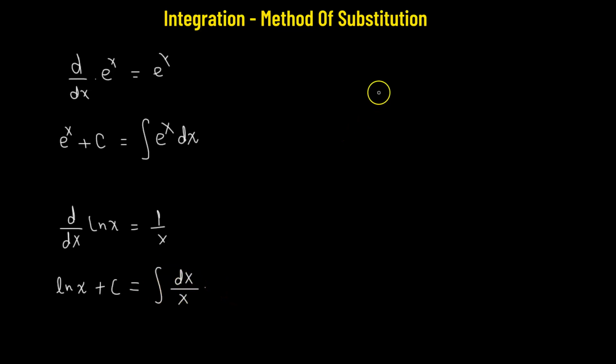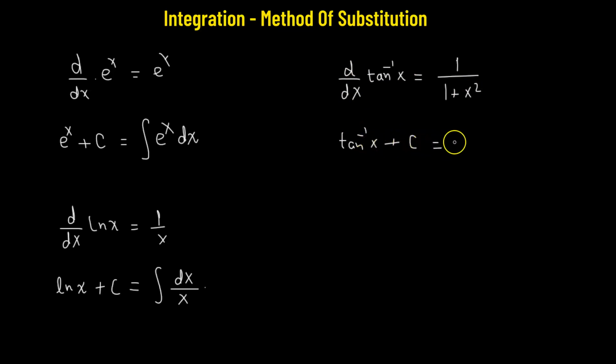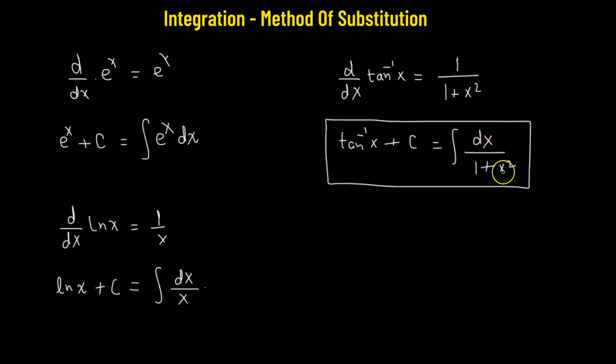We can also use the inverse trigonometric functions. We remember that the derivative with respect to x of the inverse tangent function is 1 over 1 plus x squared. So that means if we take the antiderivative, we should get inverse tangent of x plus the constant of integration c. This is equivalent to the integration of 1 over 1 plus x squared with respect to x. So the integration of dx over 1 plus x squared gives us inverse tangent of x plus c. You can always pull out these formulas from the table of integrals.